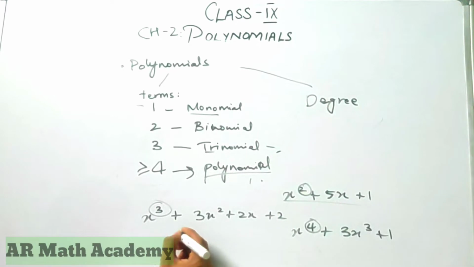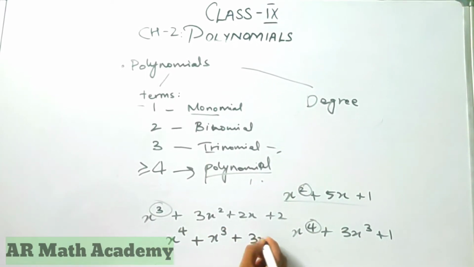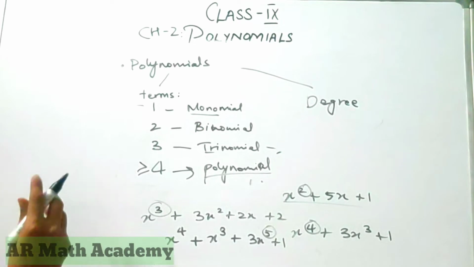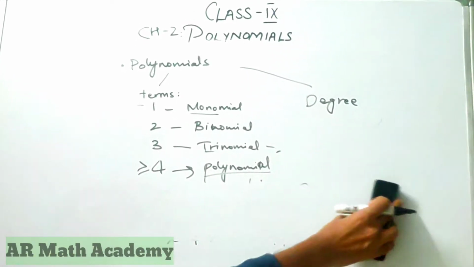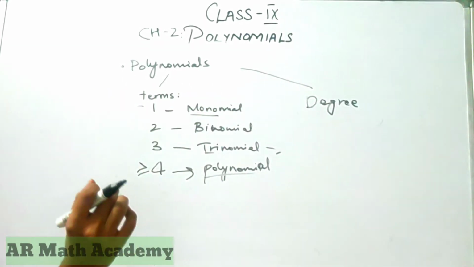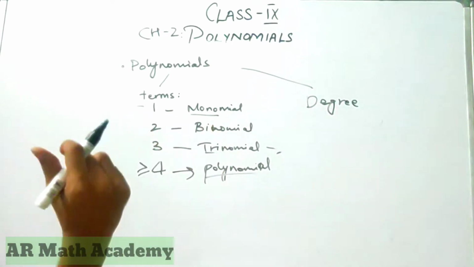Now, let me give you another example. x power 4 plus x power 3 plus 3x power 5 plus 1. What is the highest power of x in this equation? Well, 5 is the highest power, and hence that is the degree. Now, we very well know what is the degree of a given equation. Now, how can we classify a polynomial with respect to its degree? Well, now we know what a degree is. A degree is the highest power of x in a given equation.